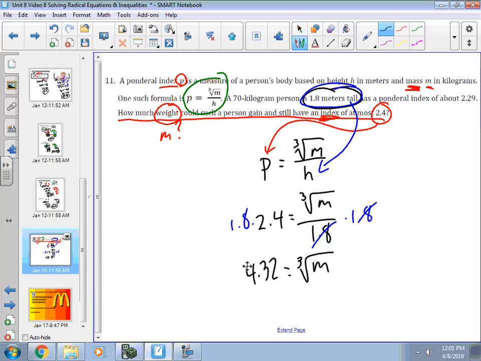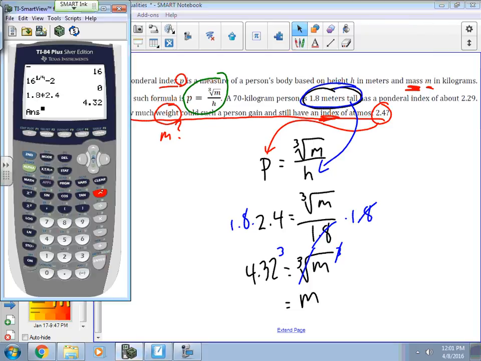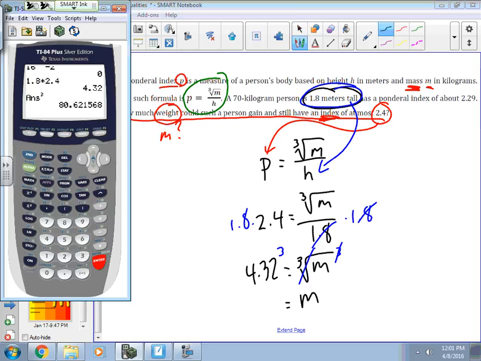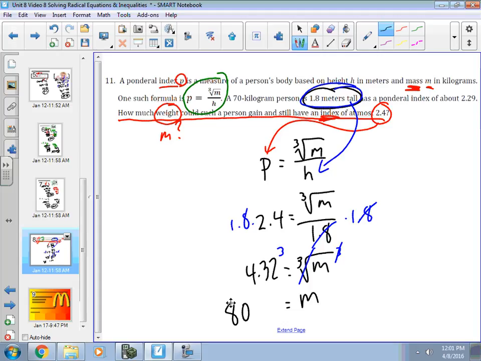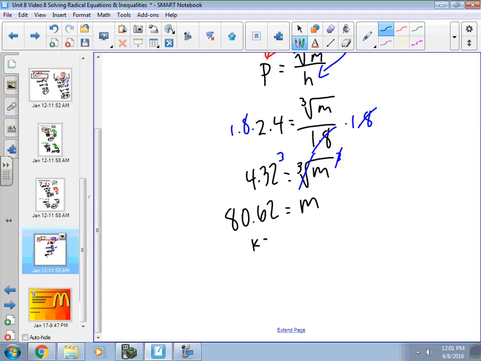Okay, how do we undo a cubed root? We want to cube both sides. Take both sides to the third power, and that eliminates that, so we're left with just m. So now if we do 4.32 to the third power, it should give us our answer. So now take this number to the third power, and that's our answer. So it looks like about 80.62 kilograms is how much this person could weigh to still have that ponderal index.